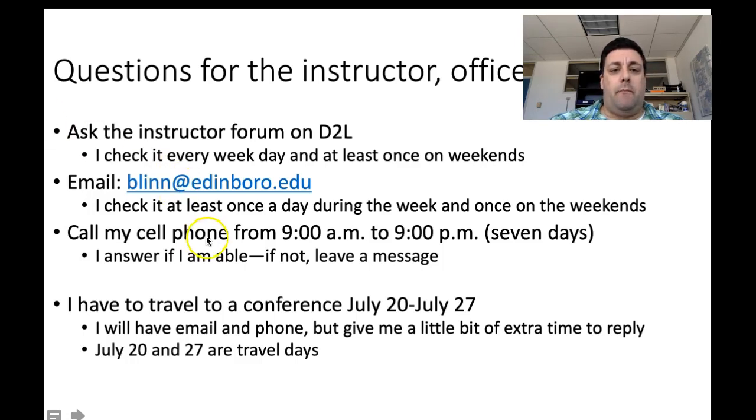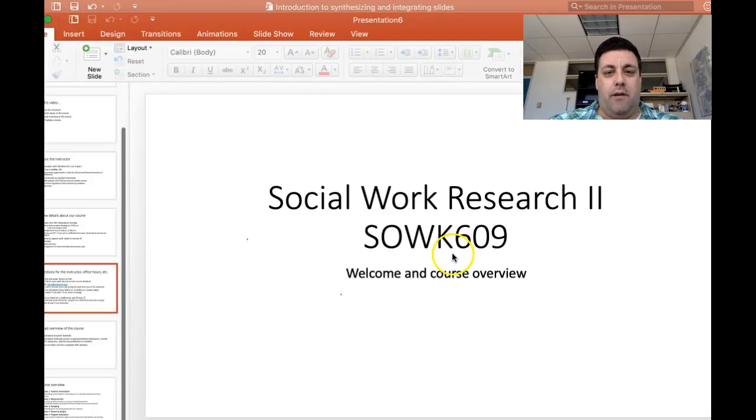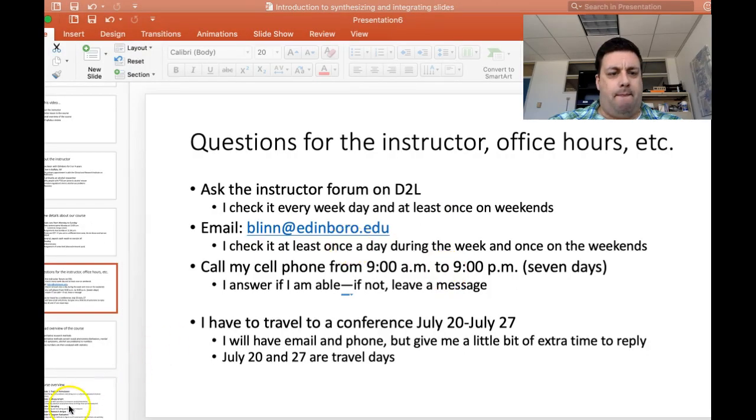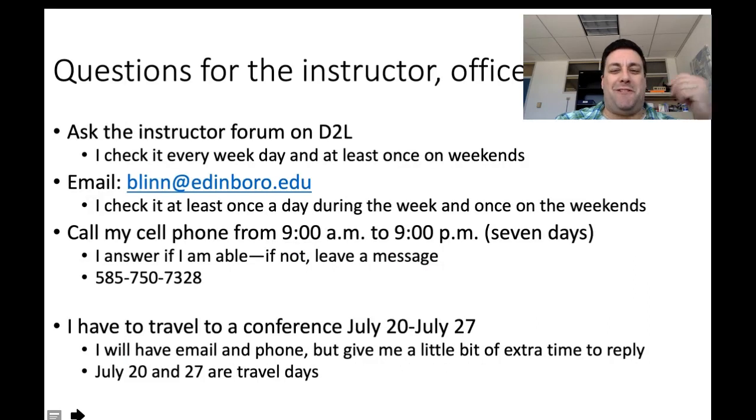You can also call my cell phone 7 days a week from 9 a.m. to 9 p.m. And I realized I didn't put my number up there, so let me just do that real quick. Okay, so I just amended that slide so it had my phone number on it. My cell phone number is area code 585-750-7328. Again, you're welcome to call 9 a.m. to 9 p.m. 7 days a week.